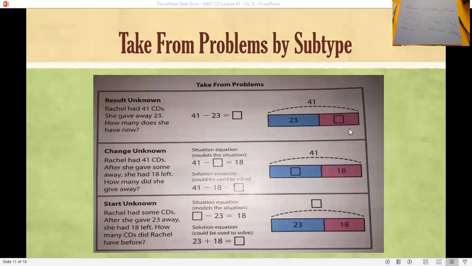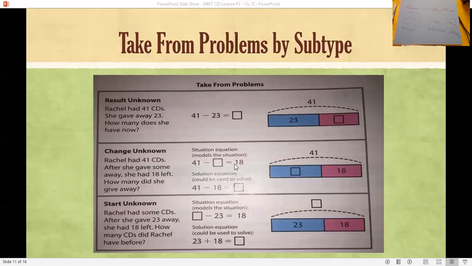Not that different than the add to problems, right? Look at it, it's almost the same kind of thing. Okay, change unknown here. The change was unknown and we took away. Rachel had 41 CDs and then she gave some away and now she has 18 left. So how many does she give away? Two structures here. You could think it's 41 minus some number will give 18.